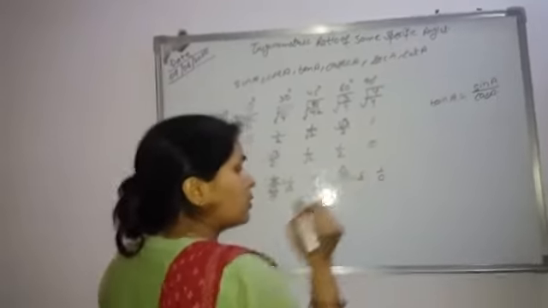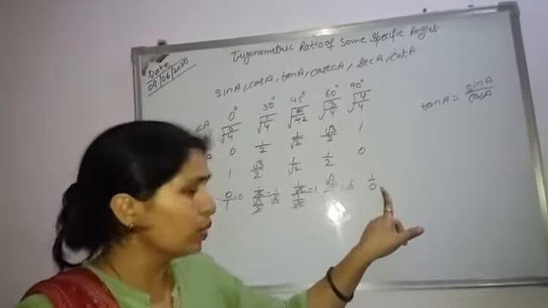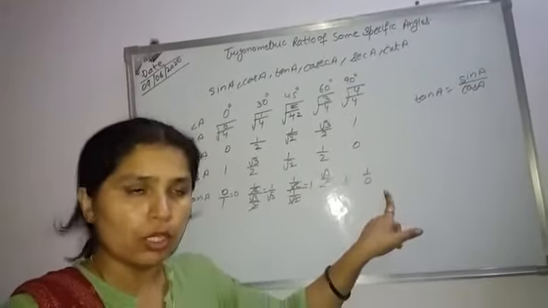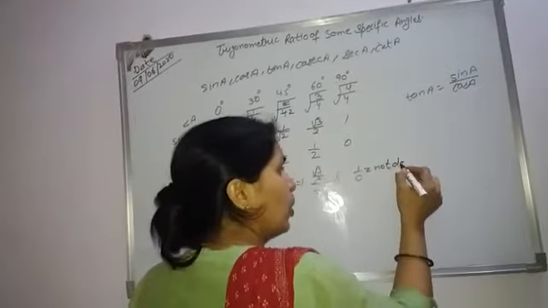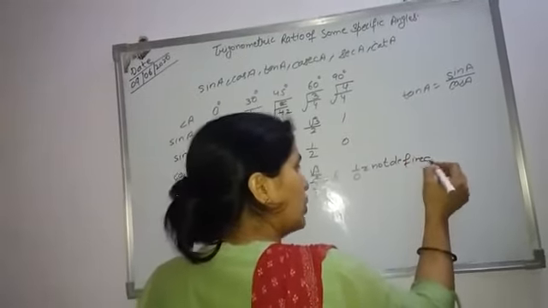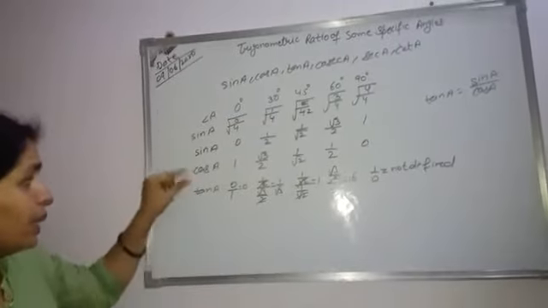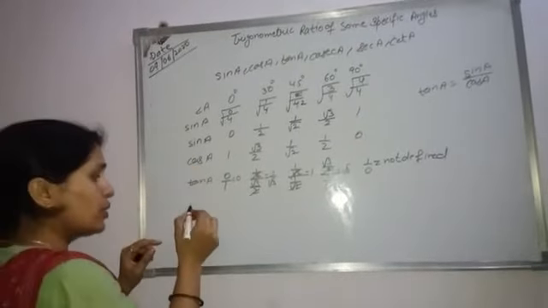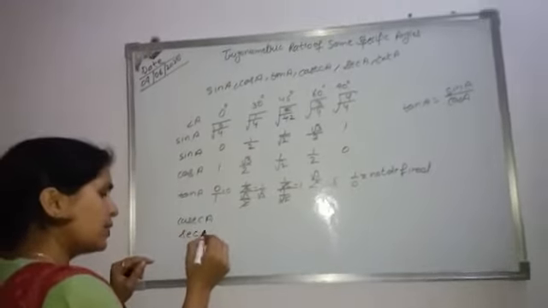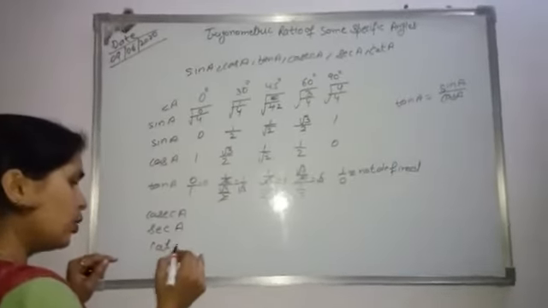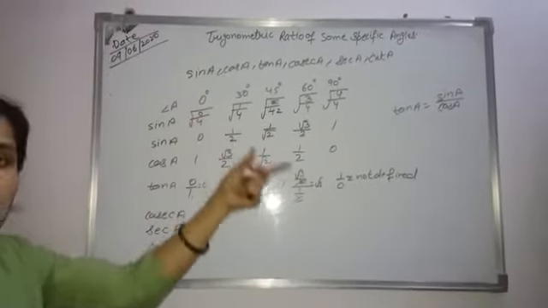Then 1 divided by 0. Now if we divide any number by 0, then we know that this value is not possible. That's why we write this term as not defined. Okay, so this term is not defined. So these are the values of tangent. And next we know that the reverse of sine A is cosecant A. Next is secant A, and next is cot A. So these values are also equal to the reverse of these ratios.